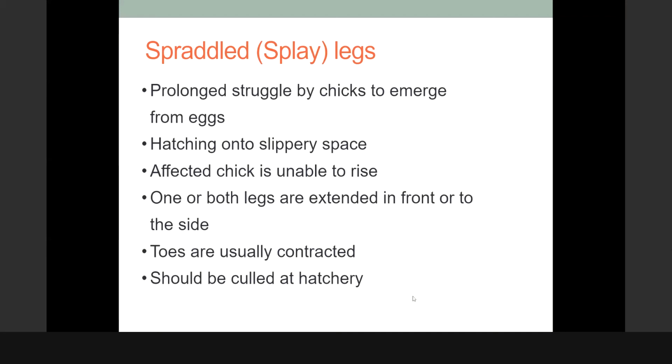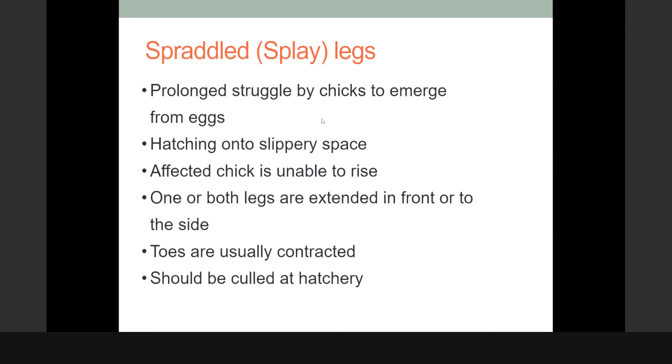This is due to prolonged struggle by chicks to emerge from the eggs. They hatch onto slippery surfaces, especially in the hatchery. If you don't put rubber or anything there, they just slip and that causes splay legs. Affected chicks are unable to rise, basically they just sit down. One or both legs are extended in front or to the side. Toes are usually contracted, curled like that, and they should be culled at the hatchery level. That's why I said so just earlier.